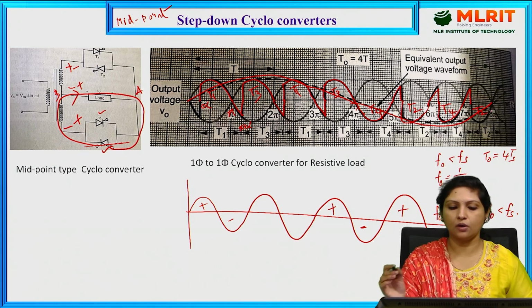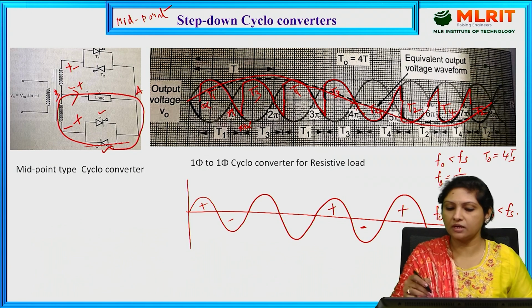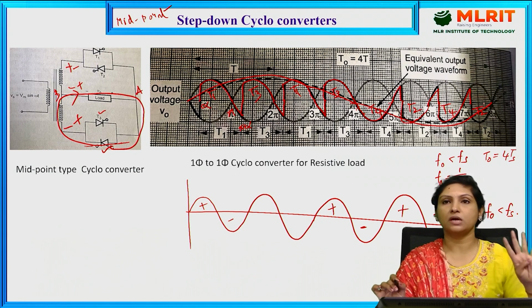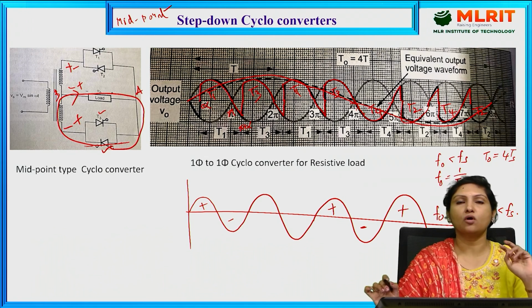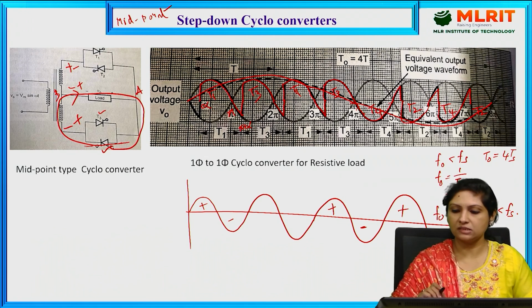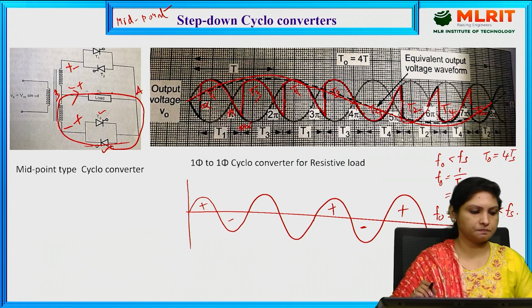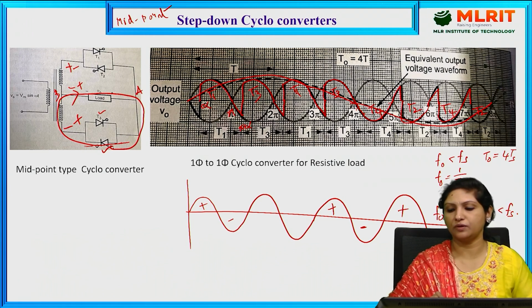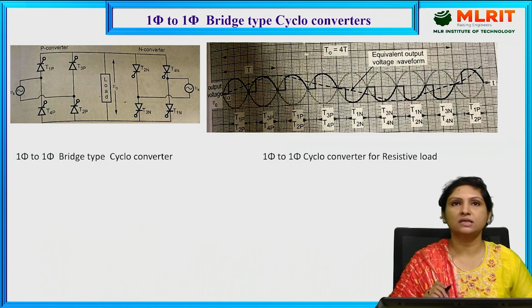And this is how I got 4 positive half cycles and 4 negative half cycles, such that for the 4 cycles of input voltage, I have got 1 cycle of the output voltage control. That is the reason this is a step down cycloconverter, where output frequency is less when compared to that of the supply frequency.